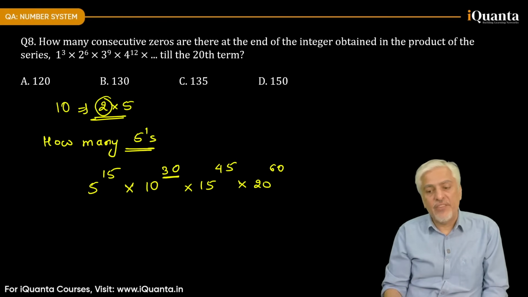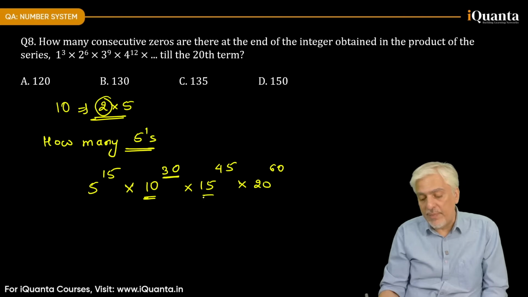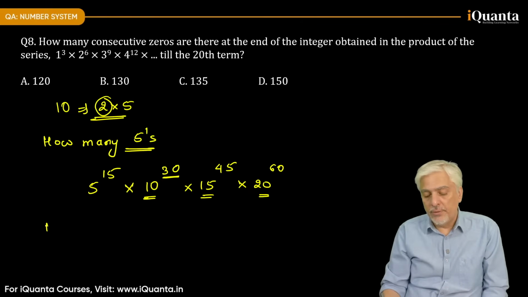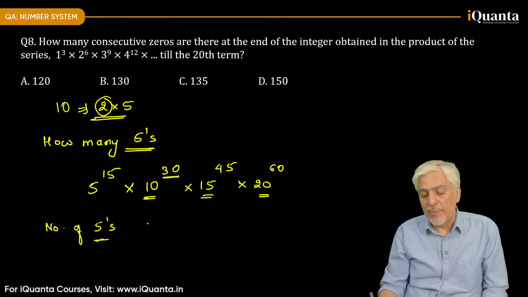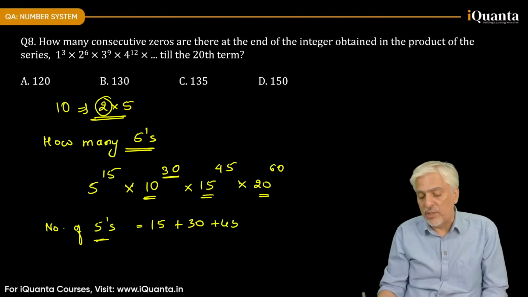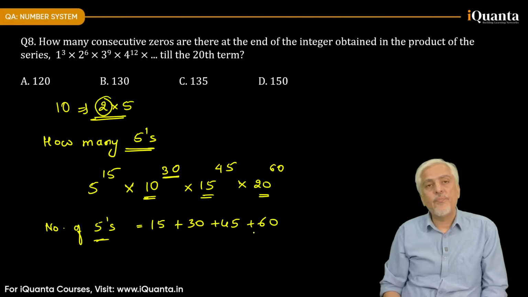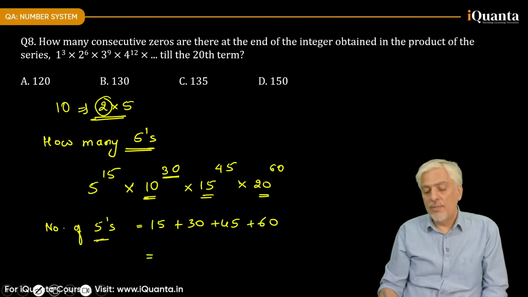All of them have only one 5. इधर भी एक ही 5 है, इधर भी एक ही 5 है, इधर भी एक ही 5 है. So number of 5s will be the addition of the powers. 15 plus 30 plus 45 plus 60. Answer is 150.